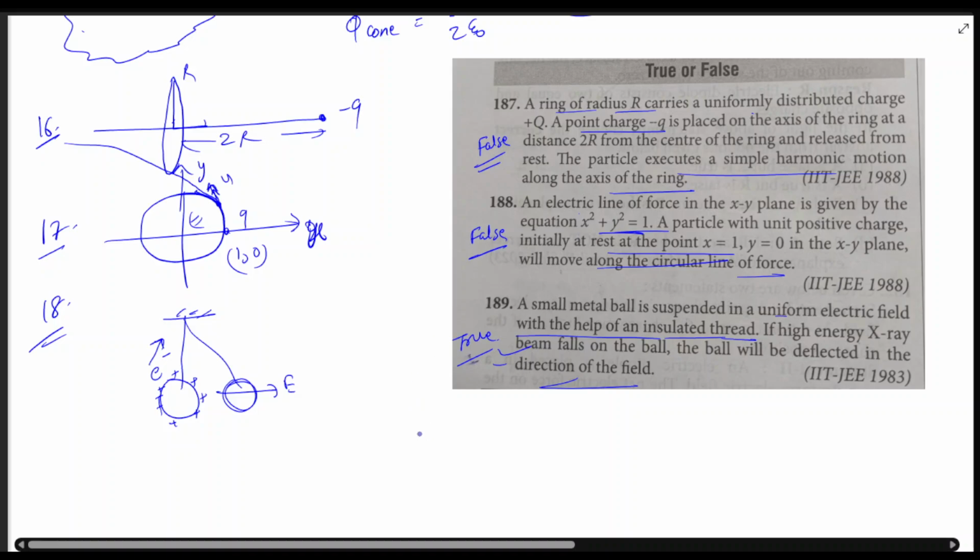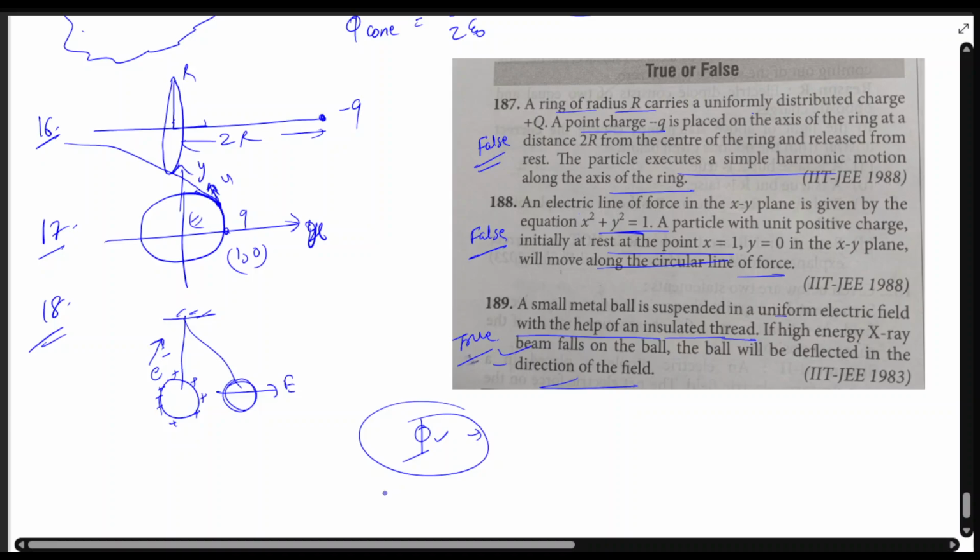But there are some questions from flux which are very good. Okay, so please be careful, and there are questions of non-uniformly charged distribution. Okay, so these questions are very important from the JEE perspective.